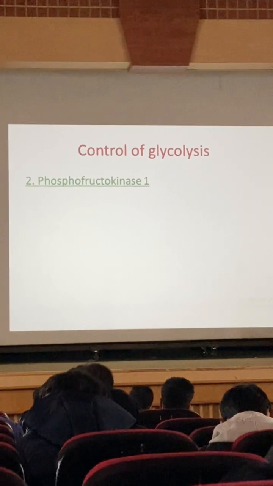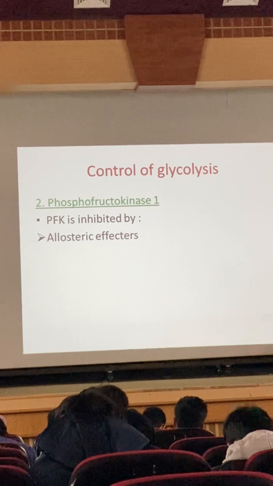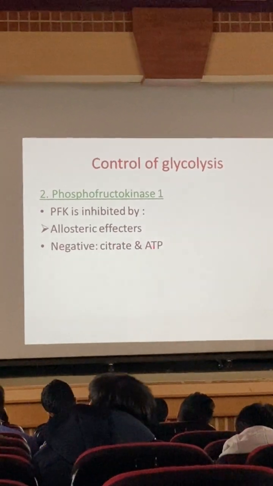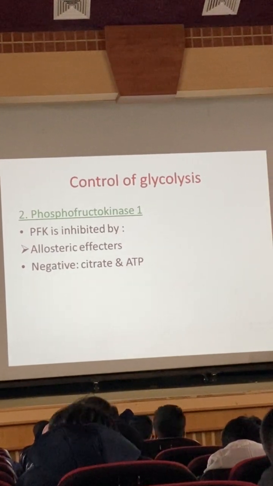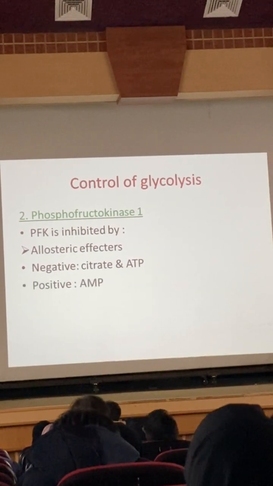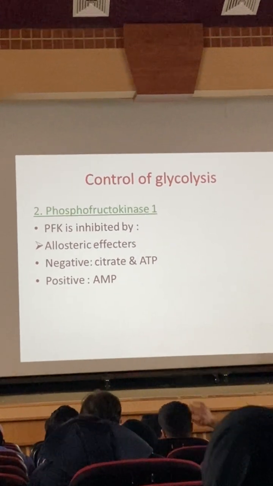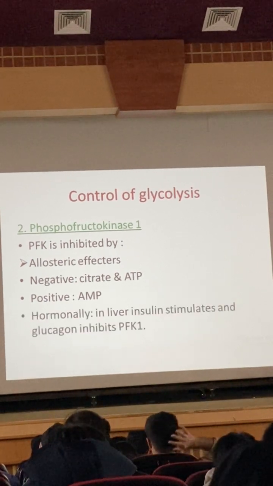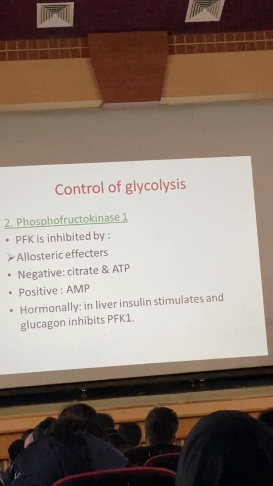The second enzyme is PFK1, which is inhibited, negative meaning inhibited, by citrate and ATP. We talked about ATP, and we said we will postpone citrate to the next lectures. And we said that AMP will activate PFK, positive meaning stimulator. Hormonally in the liver, insulin stimulates and glucagon inhibits PFK1.